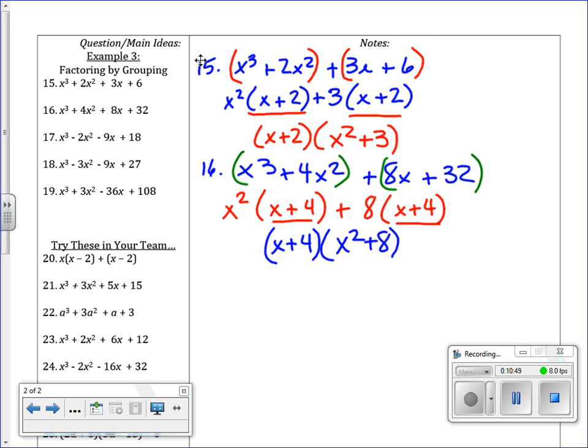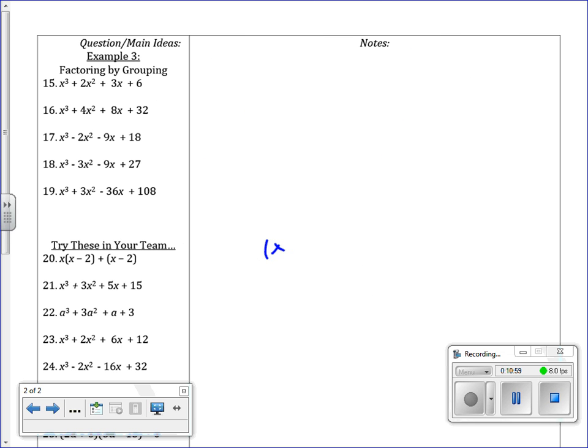Okay, moving on to number 17. All right, I'm going to erase these. Make sure you get them. Pause if you need to. For number 17, let's see. I have x cubed minus 2x squared minus 9x plus 18. Okay. So let's take a look at this. I'm going to go ahead and group just like we have.